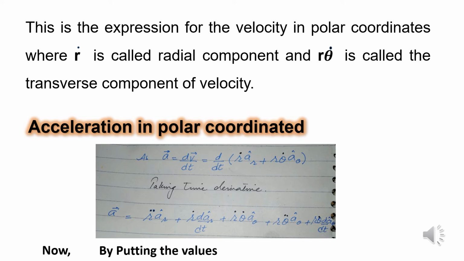Now moving up to the next, acceleration in polar coordinates. For the polar coordinates, we write the value. We know that acceleration is equal to dv over dt, that will be equal to d by dt of r dot AR unit vector plus r theta dot A theta cap, differentiating it and applying the product rule.